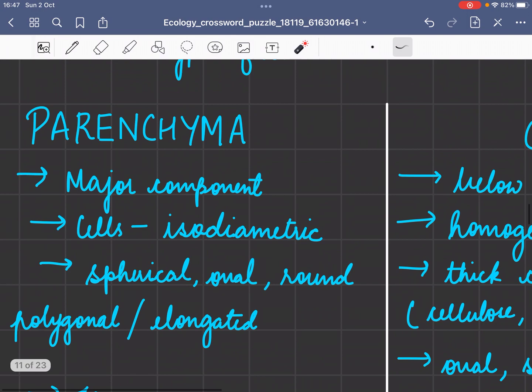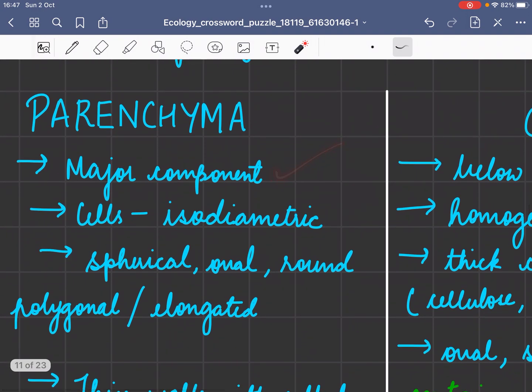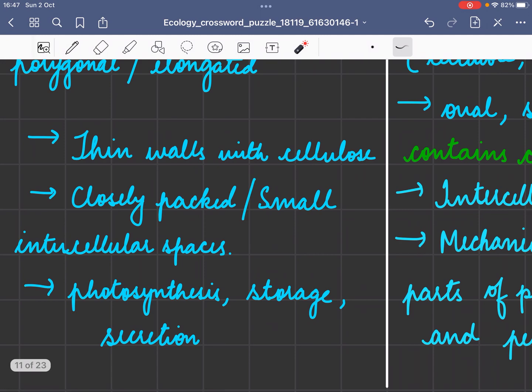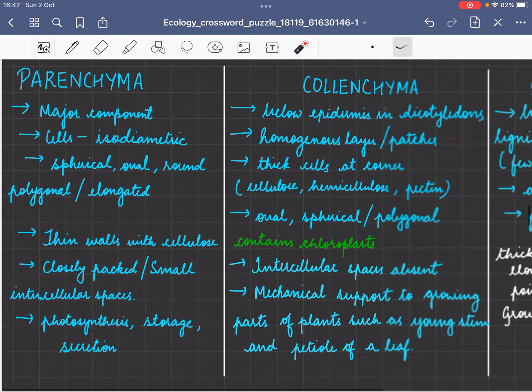Again, let's go over it. It is the major component. Cells are isodiametric, which means they have the same or similar diameter. They can be spherical, oval, round, polygonal or elongated. Thin walls filled with cellulose. Closely packed structures, with small or no intercellular spaces. Photosynthesis, storage and secretion are the functions of parenchyma.